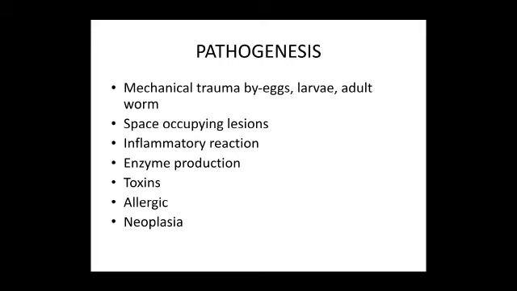Lastly, there can be neoplasia. Some of these parasitic infections can contribute to development of neoplasia. Examples are Schistosoma haematobium, which causes bladder carcinoma, and Clonorchis, which causes cholangiocarcinoma.